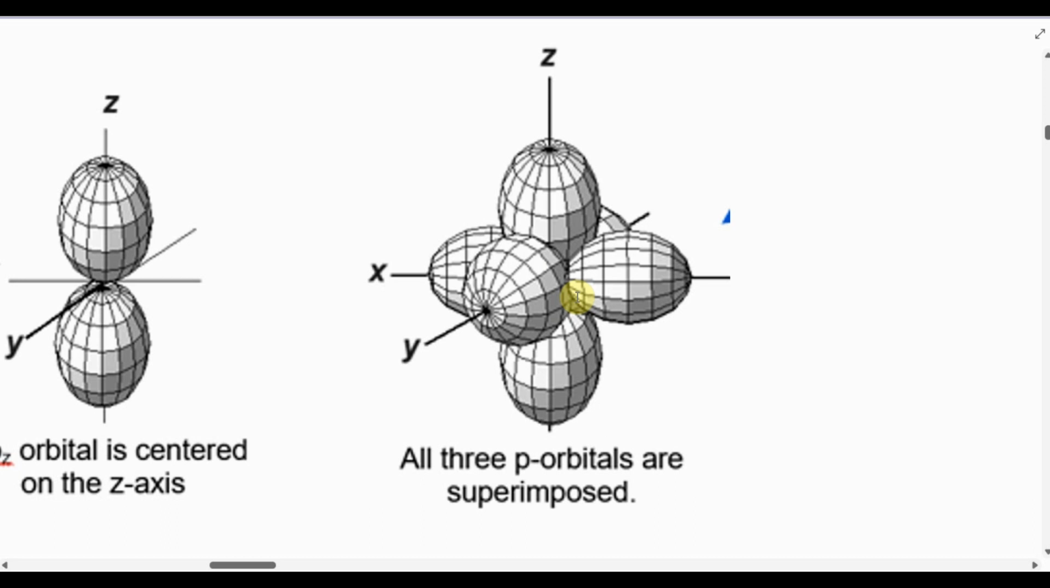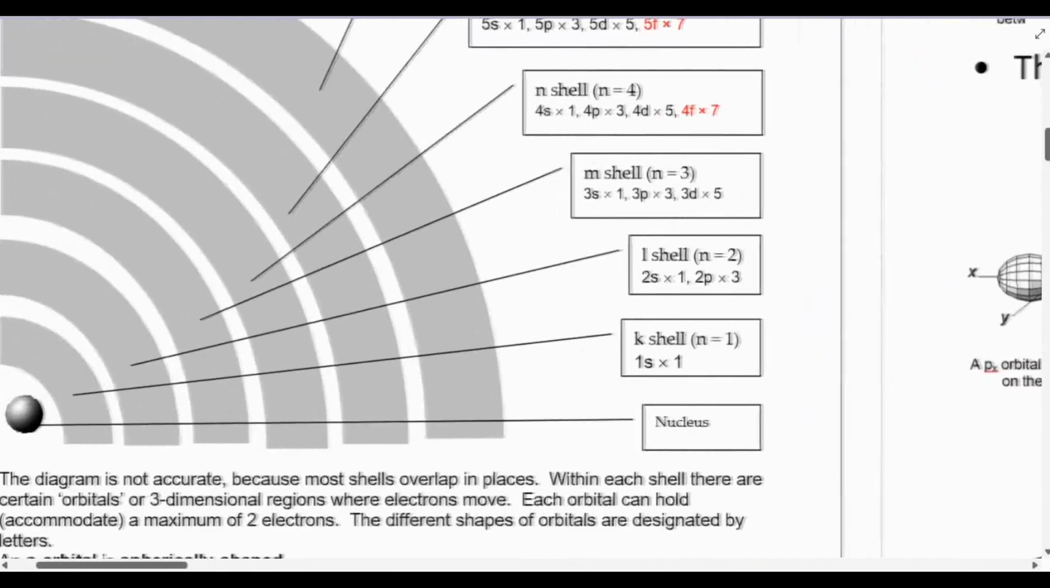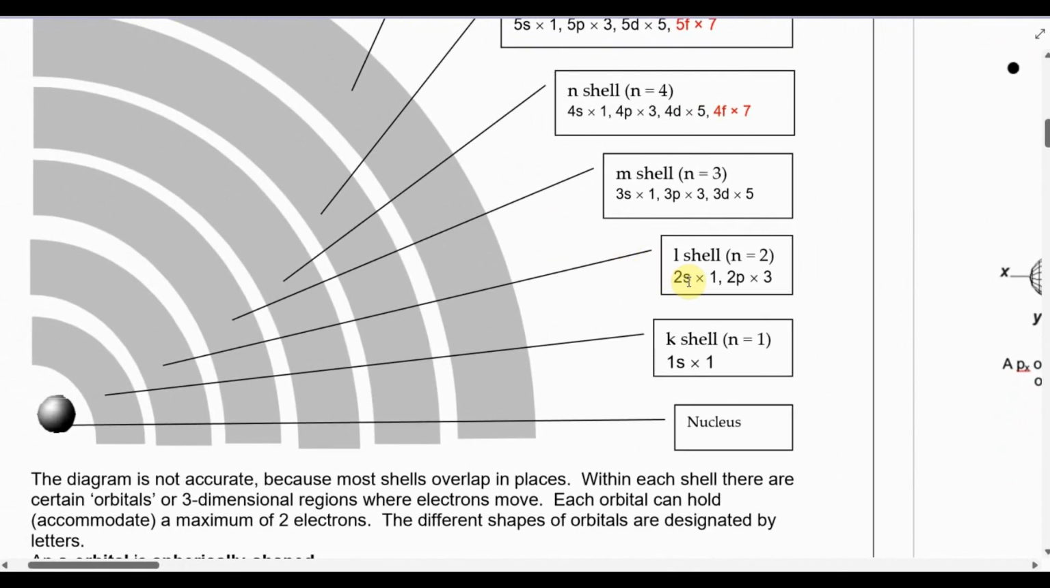So in the second shell, we have room for 4 orbitals. One is a 2s, and 3 of them are 2p. Why are they called 2? Because they're in the second shell. Why is it s? Because one of them is spherical, and 3 of them are twin-bladed propeller shaped.